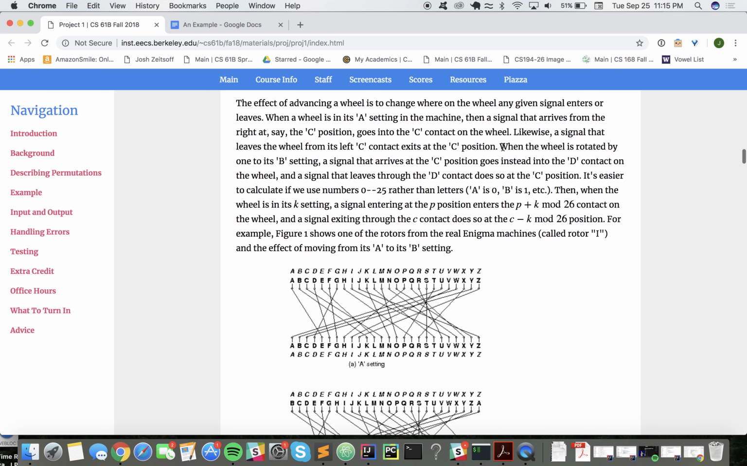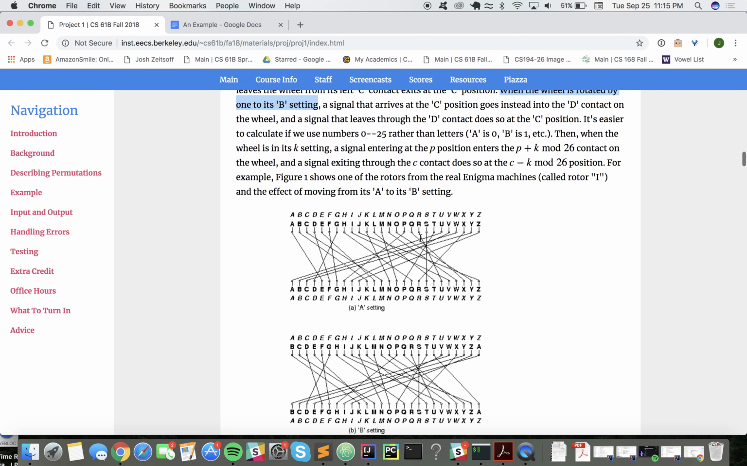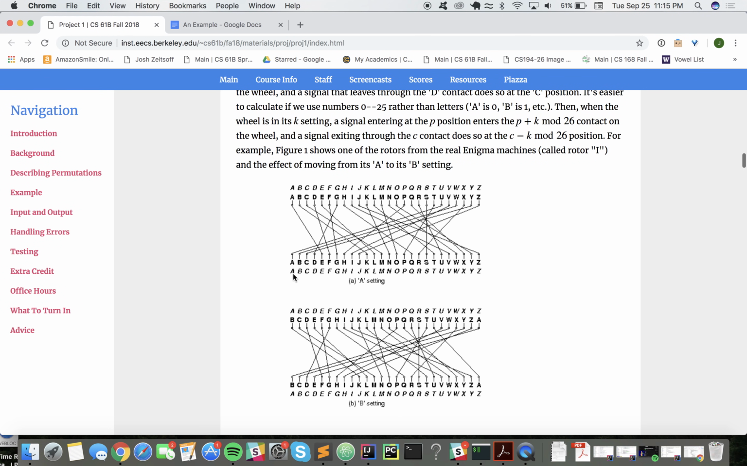So now let's see what happens when the wheel is rotated by 1 to the B setting. Down here, we see the positions on the outside are the same, right? So we have A through Z here, we have A through Z here. Same on the left side, we have A through Z, and again, A through Z. So the positions all match up. The difference is which contact these positions are mapped to. So here we had A maps to A, now we have A maps to B in the B setting.